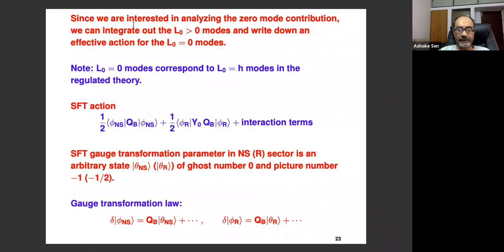Once I've established what the dynamical variables are, the next thing to do is to find the action. We write down the action for the string fields. Because we'll be interested in analyzing the zero mode contribution, we can simply integrate out all the positive modes, the L0 larger than 0 modes, and write down an effective action for the L0 equal to 0 modes only. These L0 equal to 0 modes basically correspond to the L0 equal to h modes of the regulated theory. Remember that we regulated the theory by this h. So far we have not taken the h goes to 0 limit; we'll do it soon. So whenever I refer to L0 equal to 0 modes, I mean L0 equal to h modes.